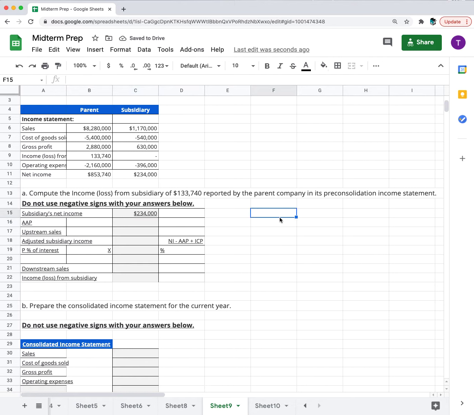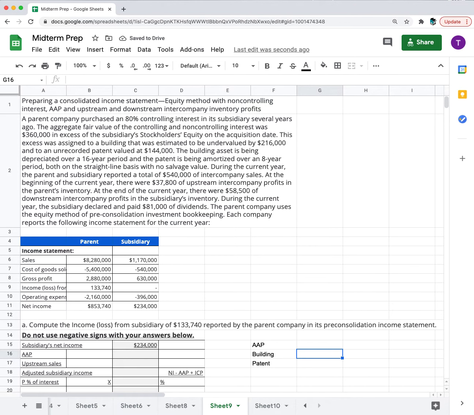And on the side over here, we'll do our AAP. We have a building, and we have a patent. The building was $216, the patent was $144, and the building was over 16 years. The patent was over 8. And so if we add those together, we get $31,500.